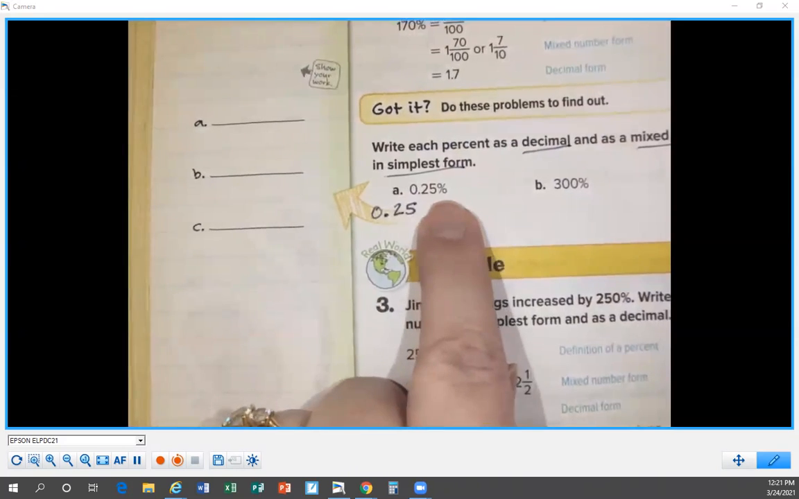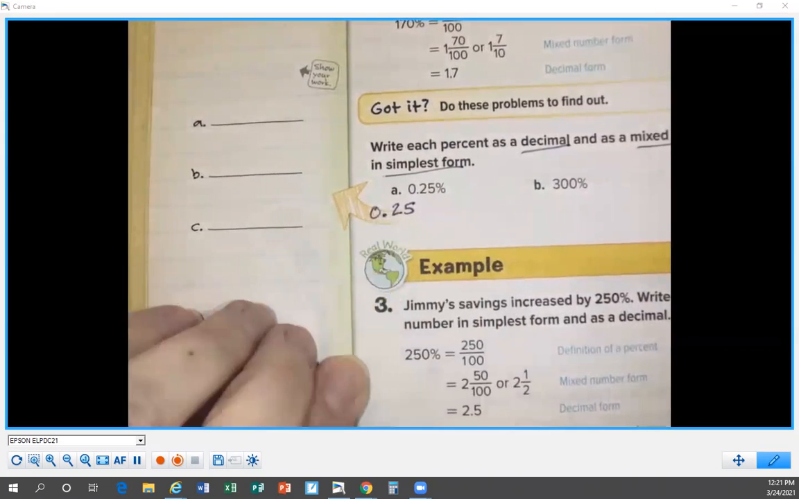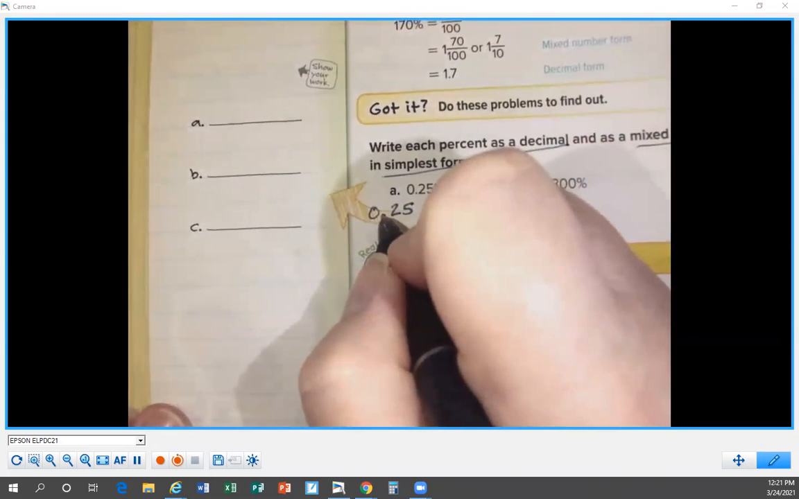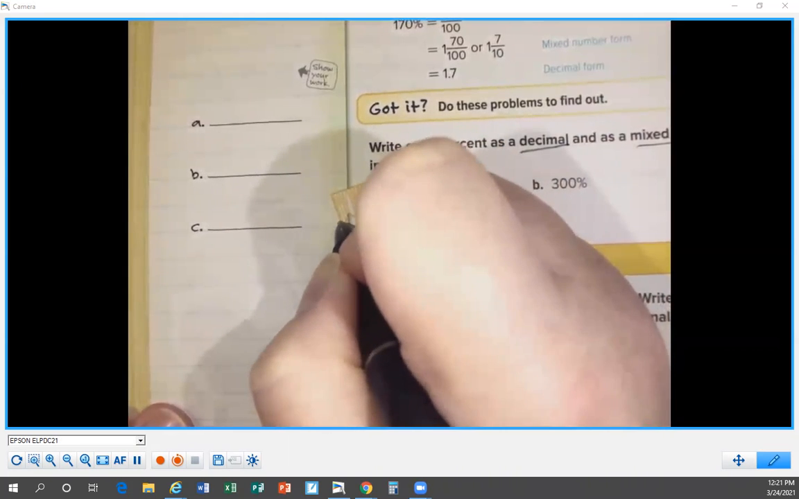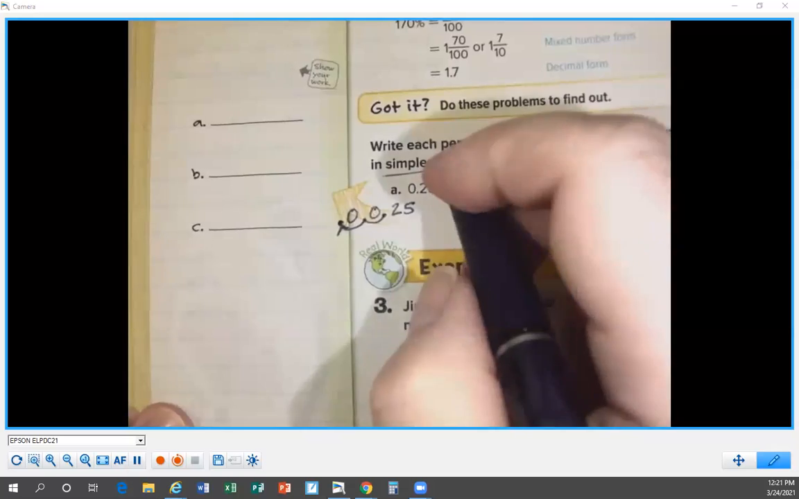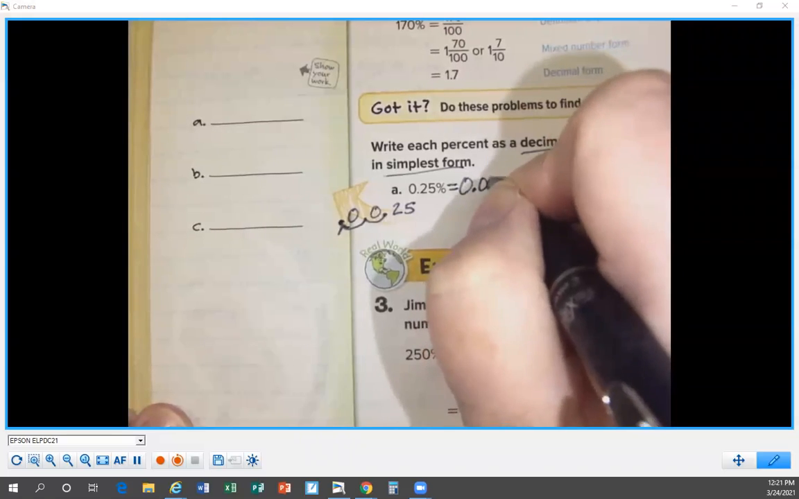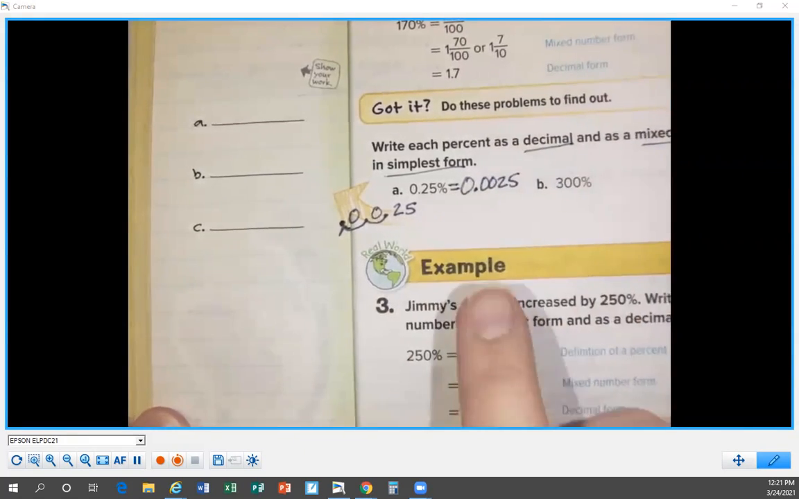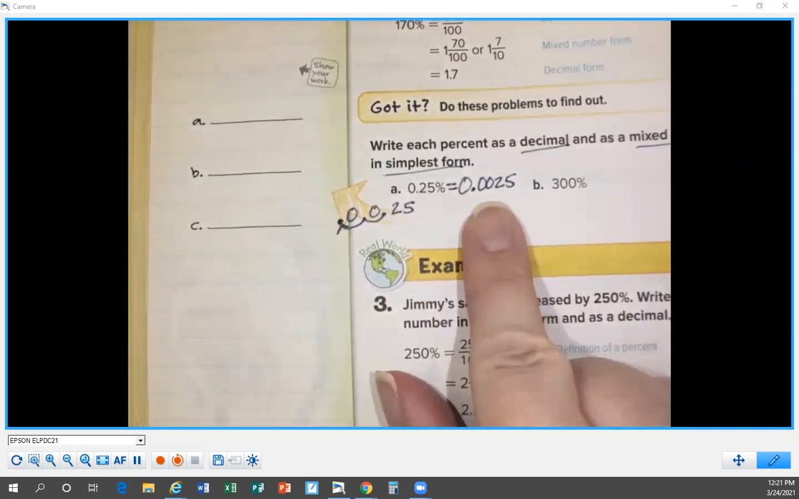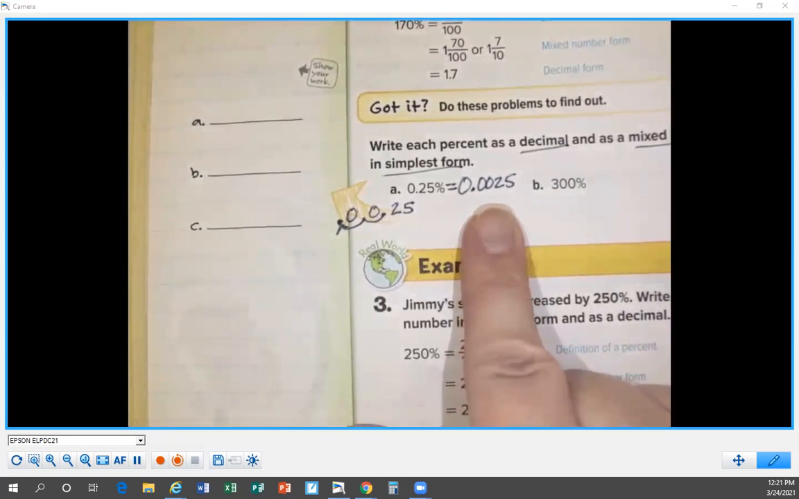But percent means divide by 100, so I need to divide by 100. Drop the percent sign, move your decimal 2 places to the left, and what goes in that empty space is a 0. So as a decimal, this would be 0.0025. Then we need to write it as a fraction, and then we need to simplify it.